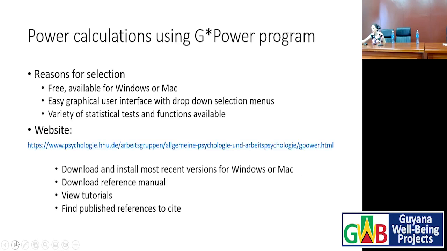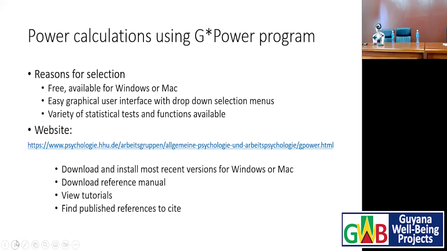Let me see. So the one that I'm going to demonstrate today is the G-Power program. Some of the reasons that I've picked this one are that it's free and available for Windows or Mac. You can just go to the website, download it, set it up, and install it. It's easy, and it has an easy to use graphical user interface that you'll see. I'll have a bunch of screenshots. It has a drop down menu, so you don't have to learn any special coding, as you do for some statistical packages.